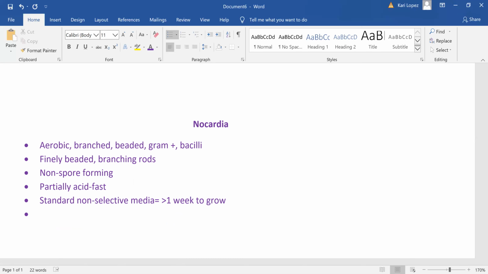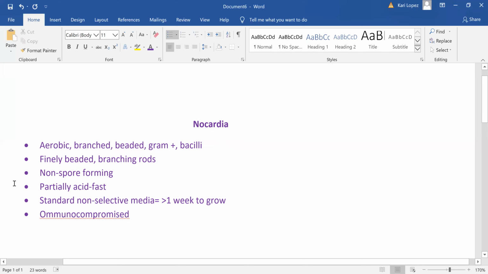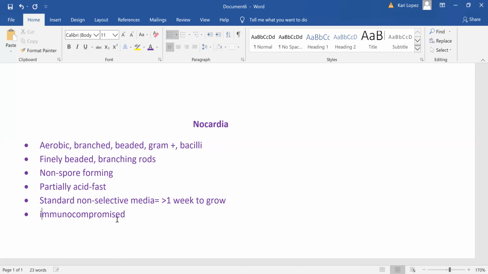So found worldwide in soil, plant material. Several have been implicated in human infections. Generally, the infections occur in immunocompromised patients. Reports of infection in patients with no apparent illness or immunosuppressive therapy are increasing. So we can put immunocompromised, and then I'm also going to put increasing healthy individuals.